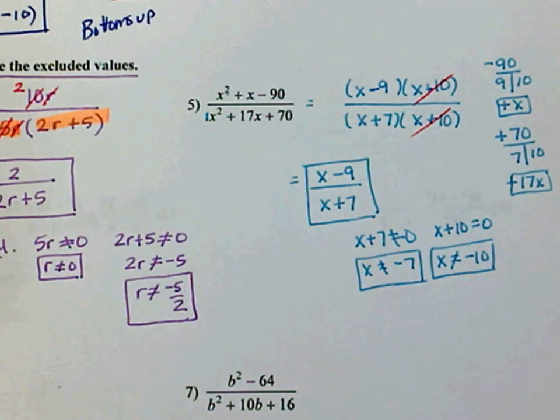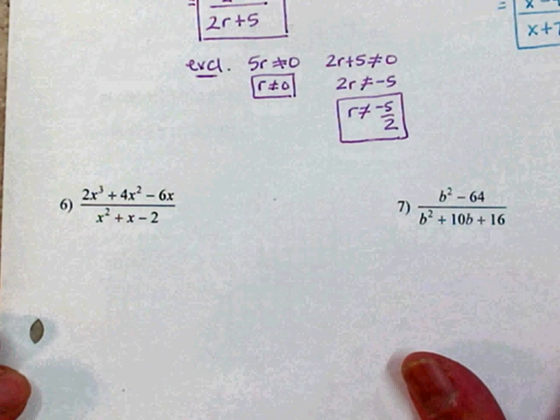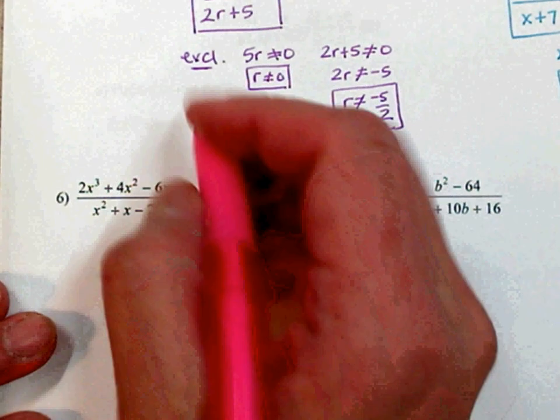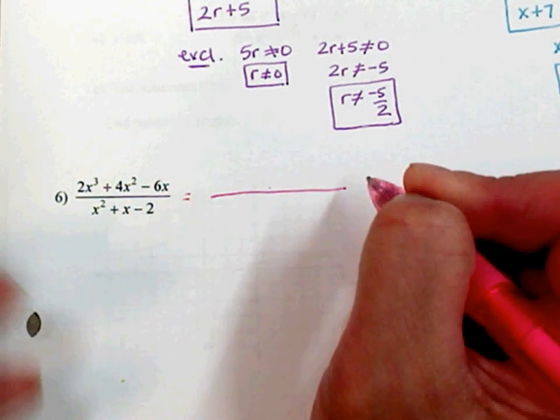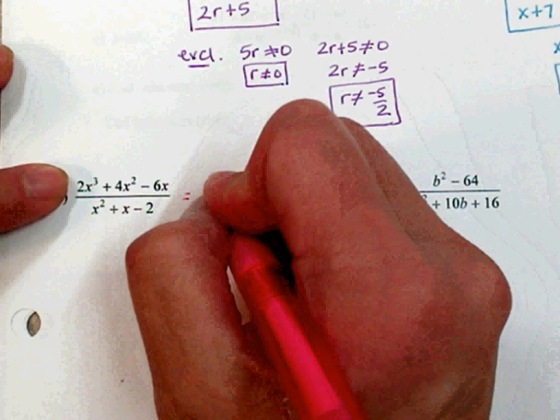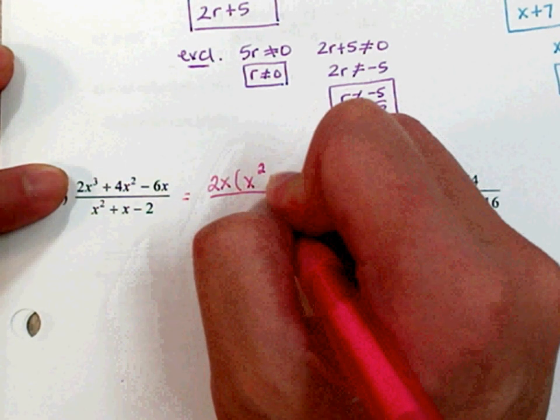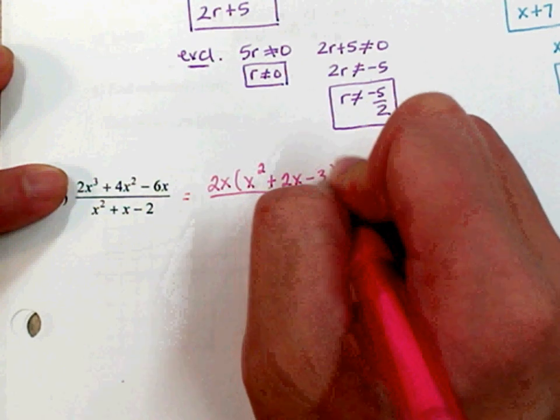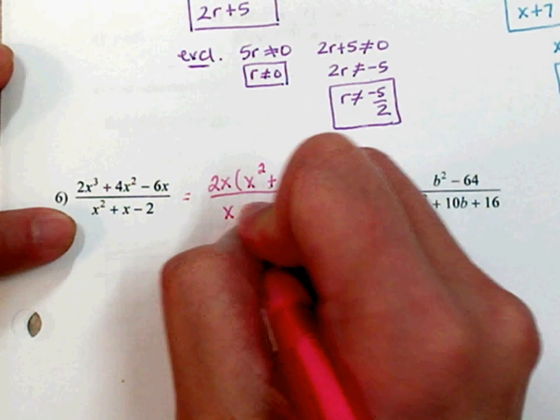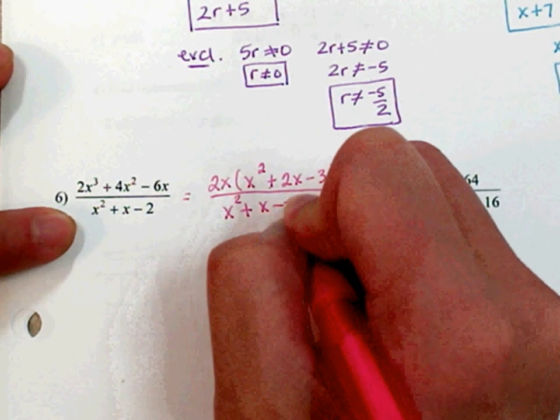Number 6. Let's go to number 6. Okay. What can you factor out in number 6? In the numerator, you can factor out 2x. When you factor out 2x, you got x squared plus 2x minus 3. And I'm going to rewrite my denominator because I can't do anything with that at the moment.